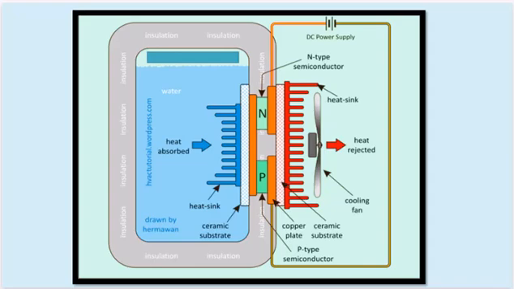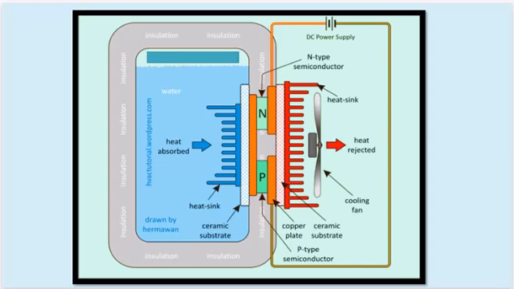The tech in the image utilizes the Peltier effect, a phenomenon where an electric current passed through a junction of two dissimilar conductors causes a temperature difference across the junction. In this device, a DC power supply provides the current to the junction formed by the N-type and P-type semiconductors. The N-type semiconductor absorbs heat from the water source, while the P-type semiconductor rejects heat to the surrounding environment.